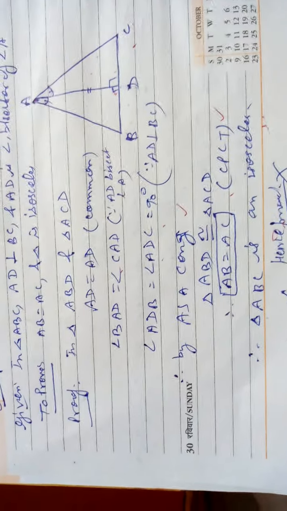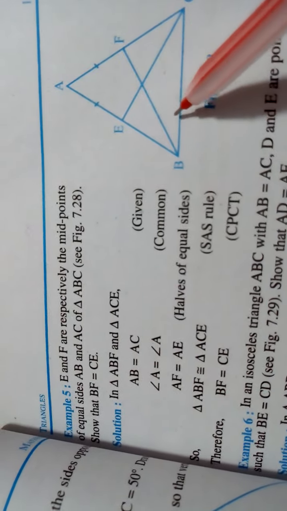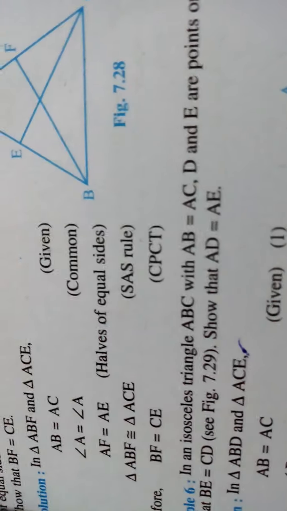Now we will see example number 5. Example 5 is given this. In this figure E and F are respectively the midpoints of the equal sides. And then you want to prove BF equals CE.